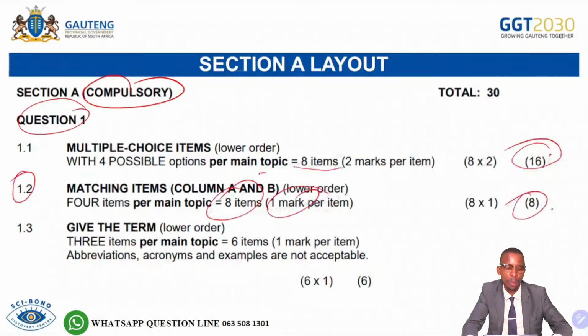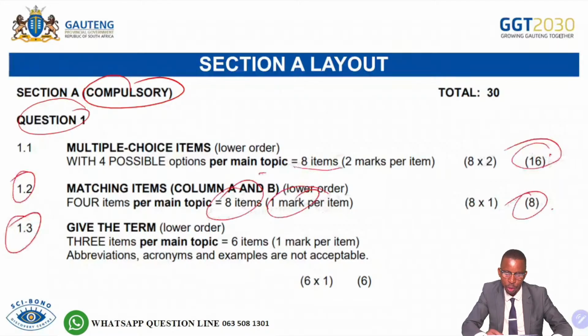And then we have our 1.3. In there, we are giving definitions, and you must provide the correct concept in the correct term. Remember that in this part of section A, abbreviations are not allowed, acronyms are not allowed. Also, you only provide one correct answer. You don't give options to the marker. You don't say maybe the answer can be balance of payments or gross domestic product. You give one answer, don't give options to the marker.